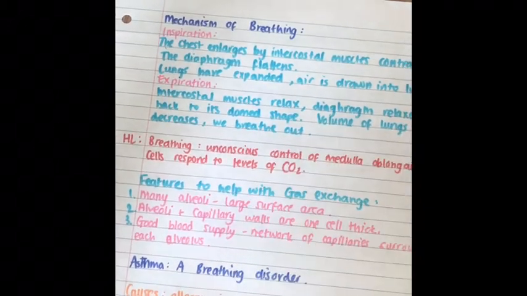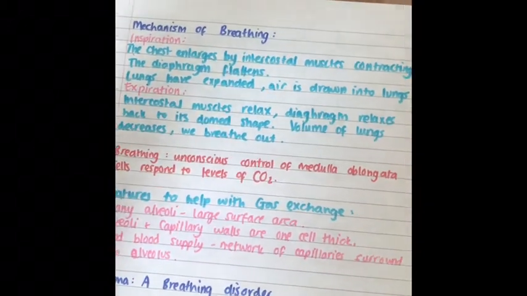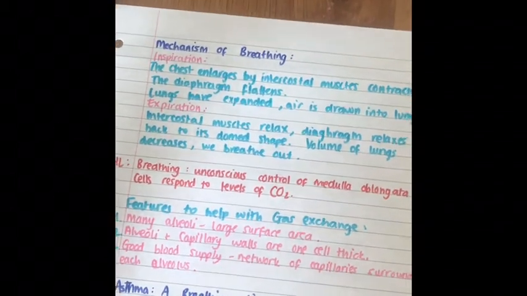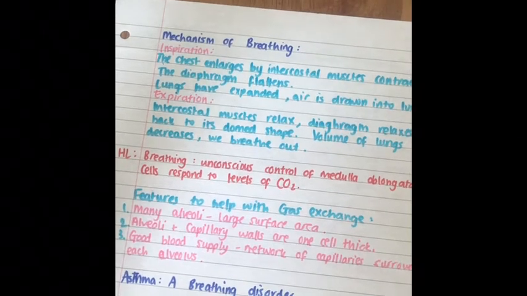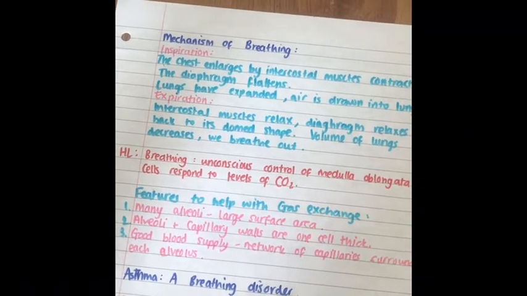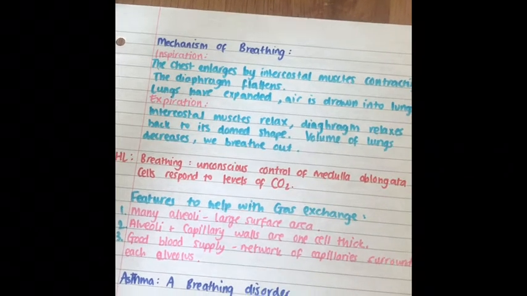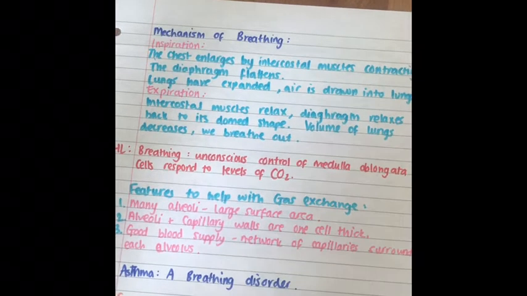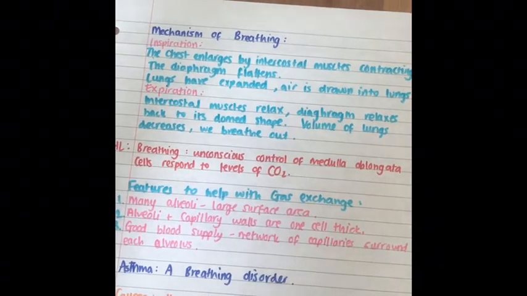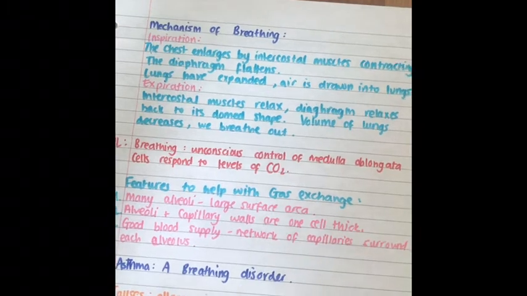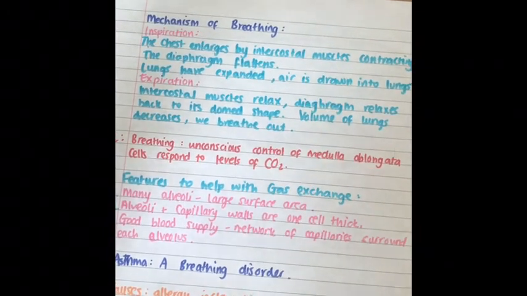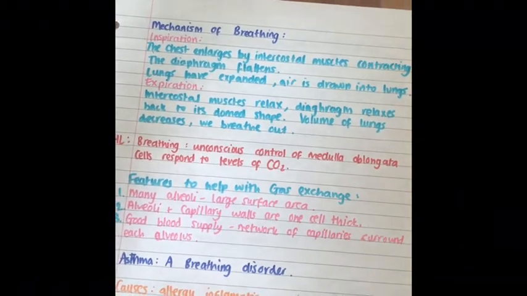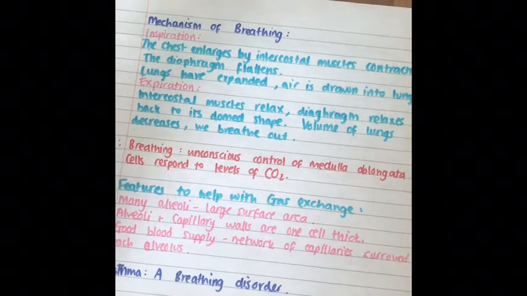Expiration, or when we exhale, the intercostal muscles relax. They go back to normal, so that means that they go down and back closer together. And the diaphragm also relaxes and goes back to its dome shape, where it comes up a little bit. The volume of the lungs decreases, and as a result, we breathe out. We don't have the capacity to hold the gases anymore, so we breathe out. Okay, so that's what happens every time we breathe. Inhalation, exhalation, or inspiration, expiration.